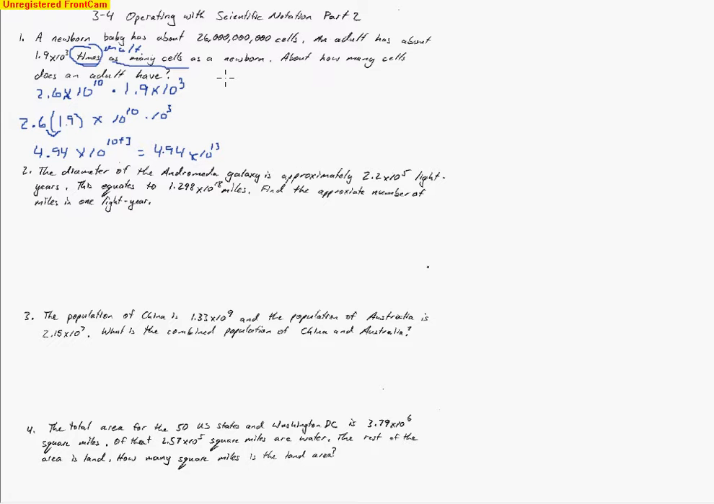What we're going to do is read the question and restate it as our answer. About how many cells does the adult have? So we can say an adult has about 4.94 times 10 to the 13th cells.